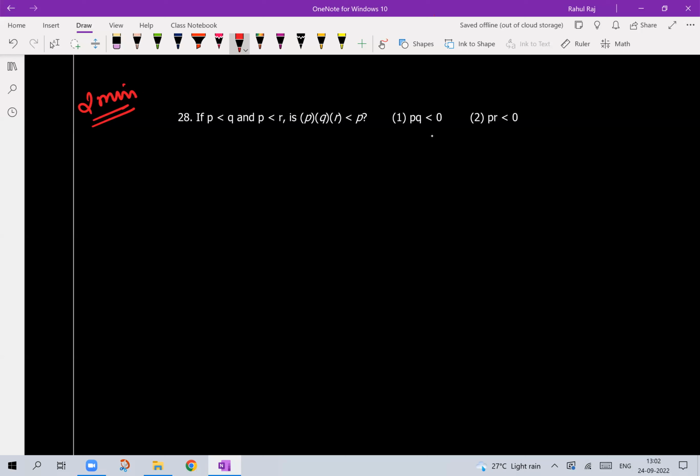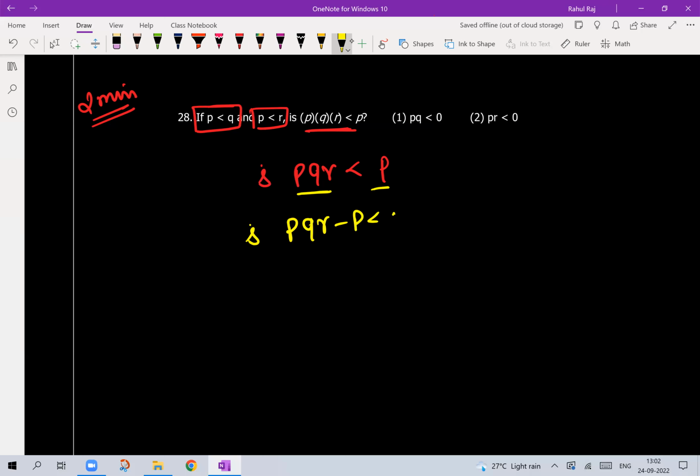So there is a bit of information given to you in this question for sure. If P is less than Q and P is less than R, the question comes to be, is PQR less than P? Simple logic. A straightforward question. What I've told you is that if the variables are on the same side, bring them to one side for your convenience. So if I bring it to one side, my question becomes PQR minus P less than 0, or it becomes P into QR minus 1 less than 0. Clear? So this is my question.